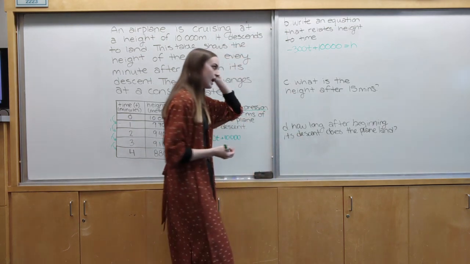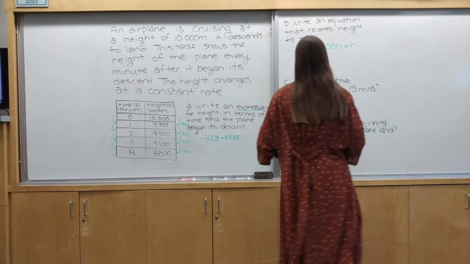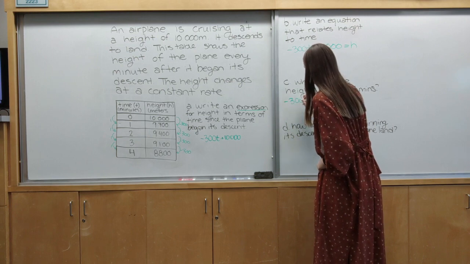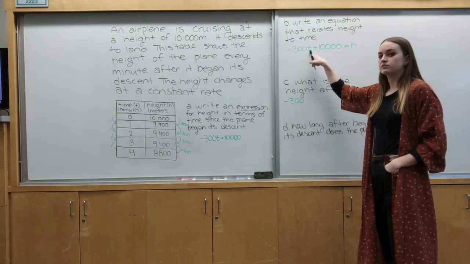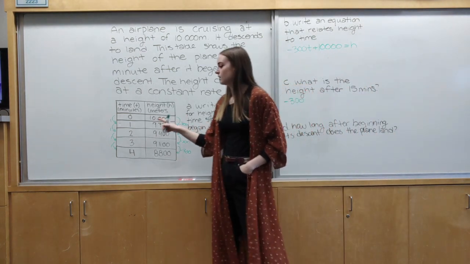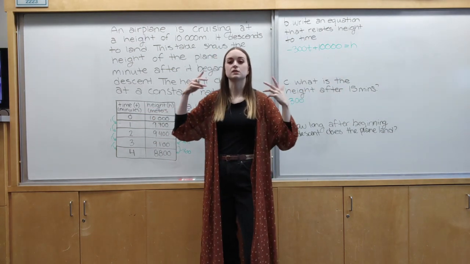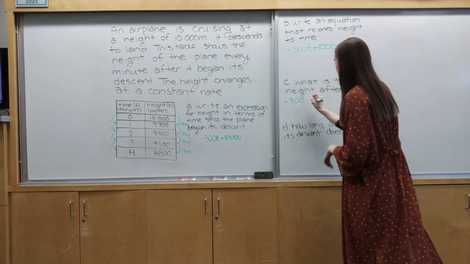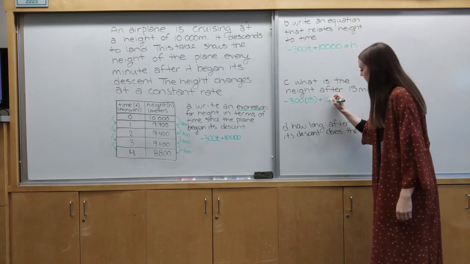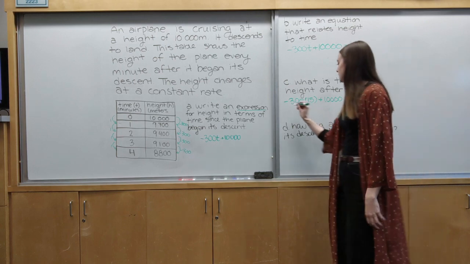Part C, we want to know the height of the plane after 15 minutes. So I'm going to calculate that using my equation. Taking that negative 300, I'm going to put my 15 minutes in for time. Maybe double check in questions like these to make sure your units work out. They tell us 15 minutes, and my table of values was in minutes, which means that my equation is as well. So I'm good. I can just plug in 15 for t, add 10,000. That should be equal to my height, so now I just have to solve.